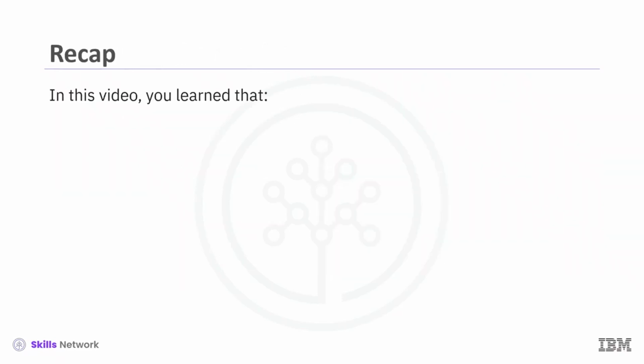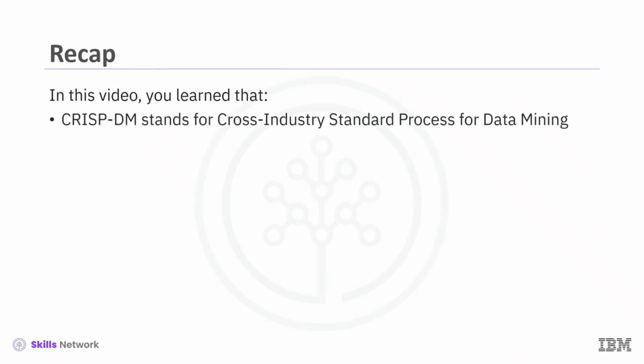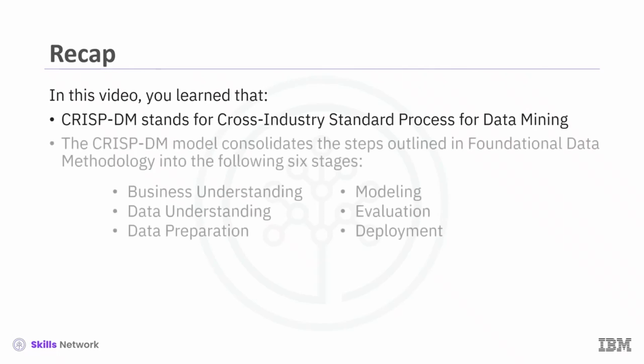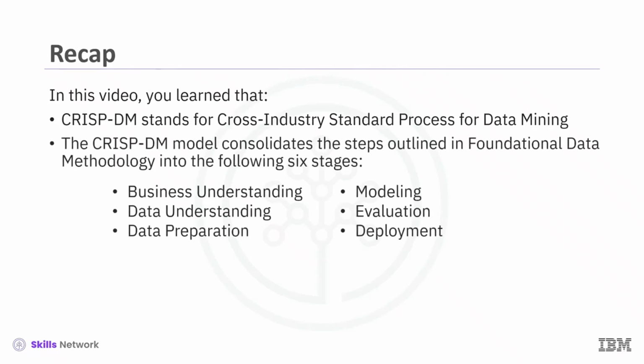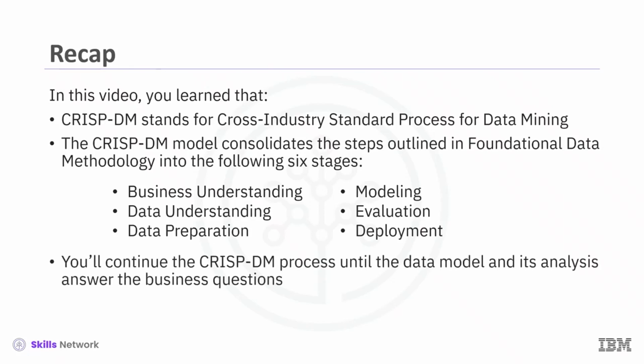In this video, you learned that CRISP-DM stands for Cross-Industry Standard Process for Data Mining. The CRISP-DM model consolidates the steps outlined in foundational data methodology into the following 6 stages: business understanding, data understanding, data preparation, modeling, evaluation, and deployment. You'll continue the CRISP-DM process until the stakeholders, management, and you agree that the data model and its analysis answer the business questions.